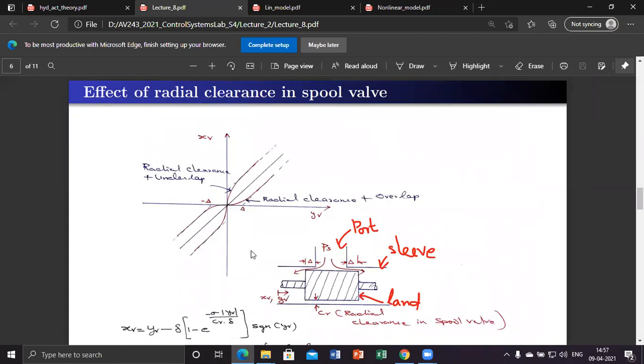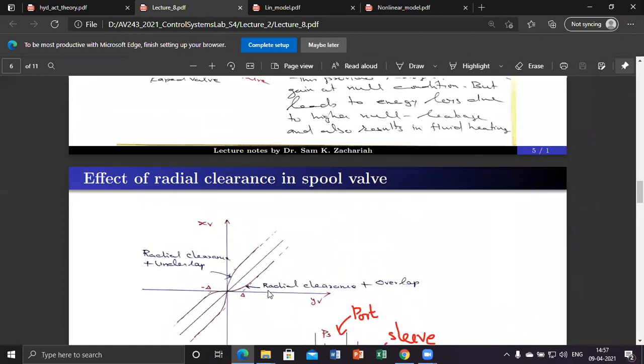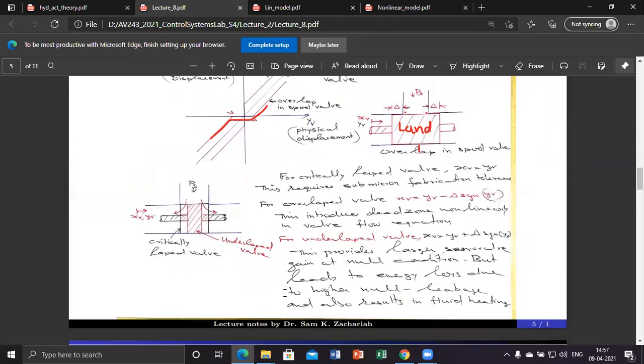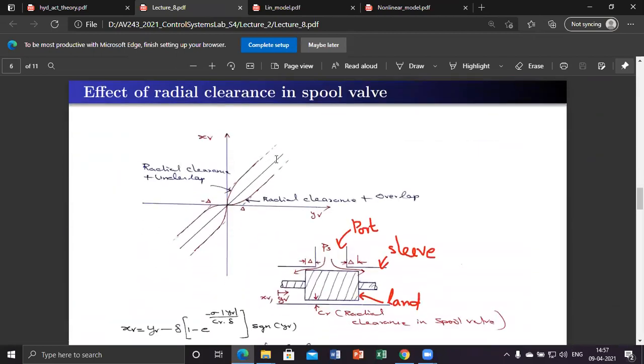But if you slightly displace it, what will happen is, as I told, if you push it further towards the right side, this opening will increase, this will decrease, and because of that there will be a larger flow gain compared to the critically lapped condition. This is the critically lapped condition. There is an effective larger opening and flow gain will be there. That is interpreted in terms of the effective hydraulic opening.